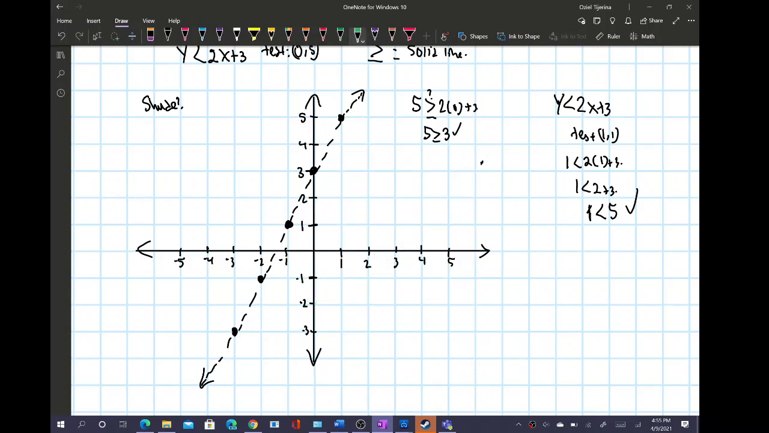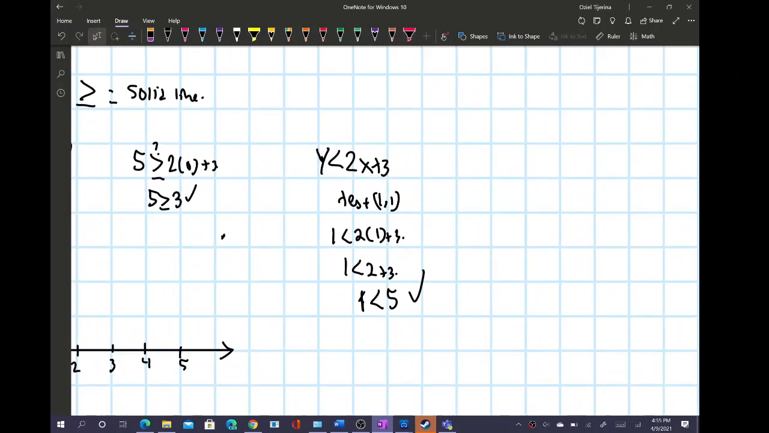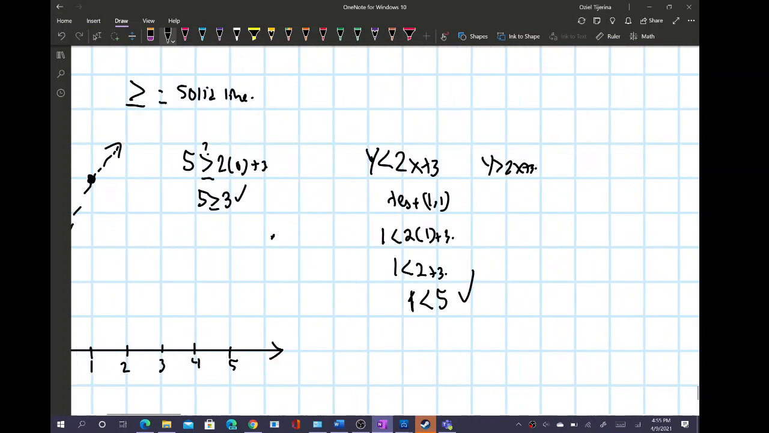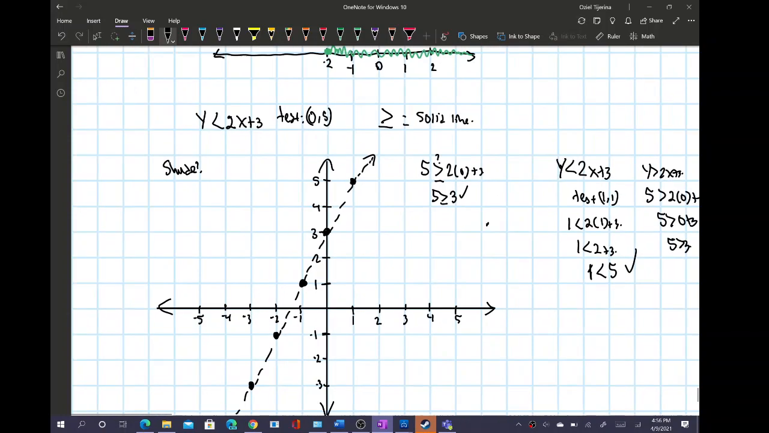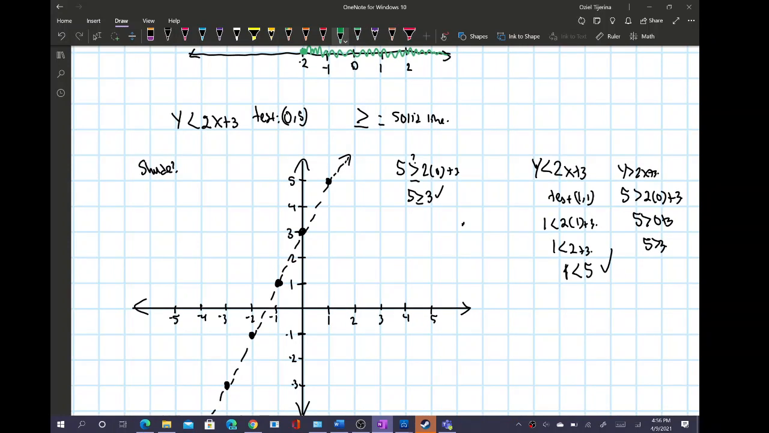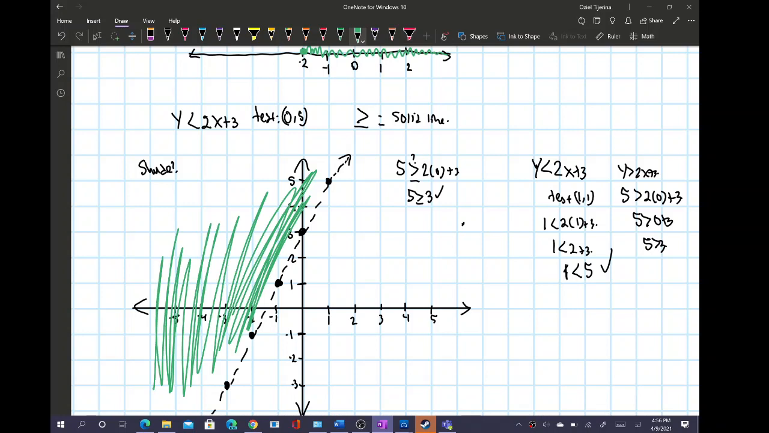Now if they said, okay, y is greater than 2x plus 3, right? Now if we switched it, and we chose 0, 5 again, so we say 5 is greater than 2 times 0 plus 3, 5 is greater than 0 plus 3, 5 is greater than 3, so we're just going to go ahead and shade on the left because that satisfies 0, 5, right? So we shade on the left and we keep it dashed, right? And that is how you would graph a linear inequality.